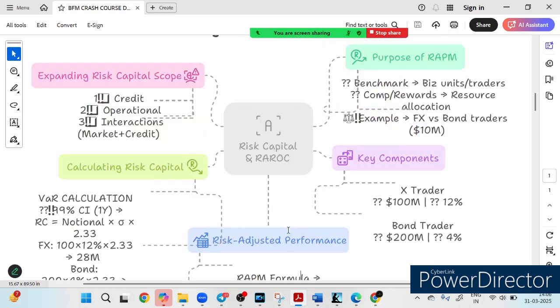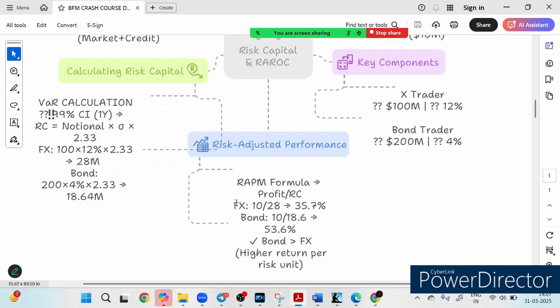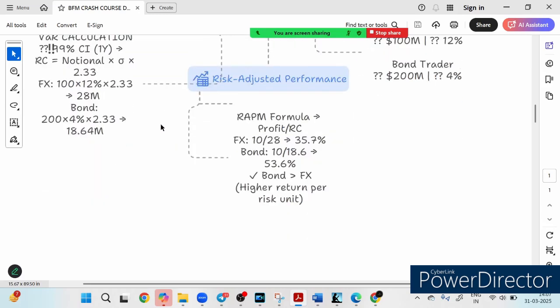So this is the quantification of the fact which we have discussed earlier, right? I just told you that yes, we have to calculate RAPM, but how do we calculate? Although both are earning the same profit, whether you are investing in a trader who has invested in forex or a trader who has invested in bonds, both are earning the same $10 million. Yet you can see the RAPM tells you the clear picture of who is providing you more return. And this is the quantification. So two formulas you must remember. First, to calculate the risk capital, and second, to use the risk capital to calculate our risk adjusted performance. I hope that makes sense to you.